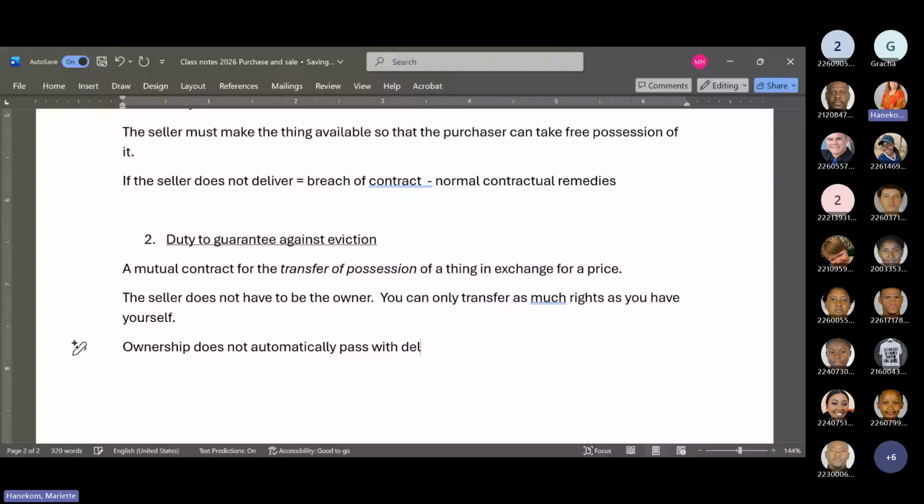So the fact that you have taken possession of the thing doesn't automatically make you the owner. Then when will you become the owner? You will become the owner if... so what are the requirements of ownership?